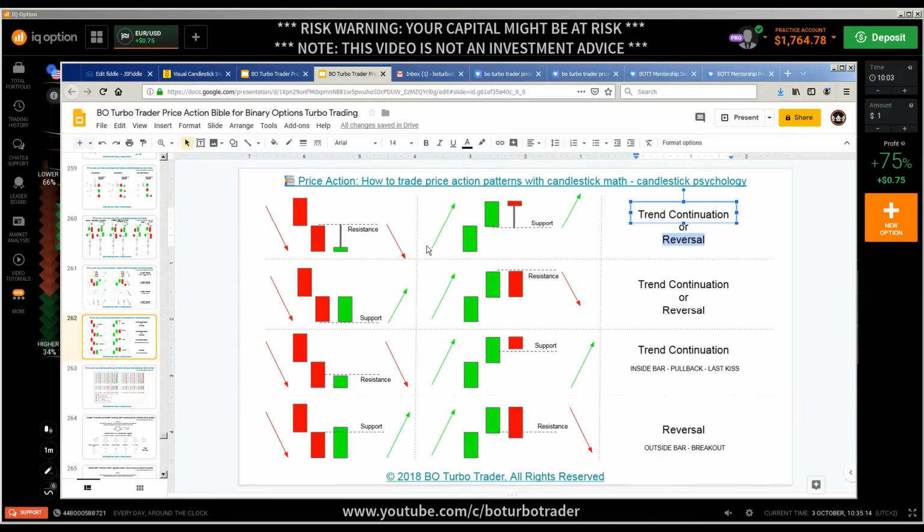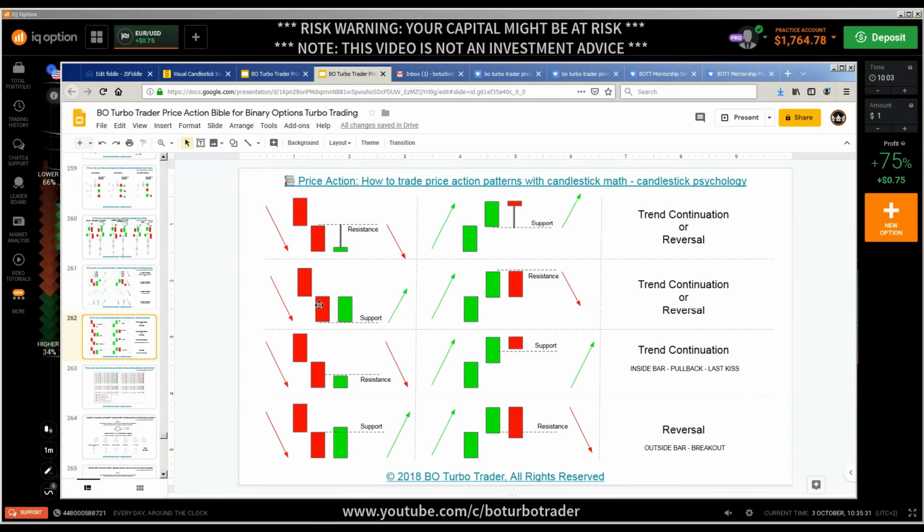I'm telling you the truth, yes, and that is what the reality is. So, okay, that is what I'm telling you. That is trend continuation. Then, because we are talking about how to trade price action patterns with candlestick math and candlestick psychology, the next scenario is this one.